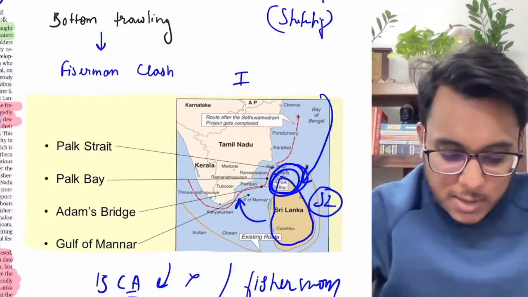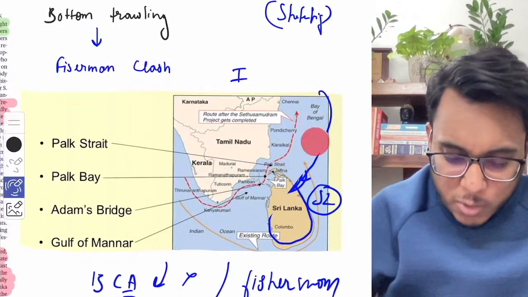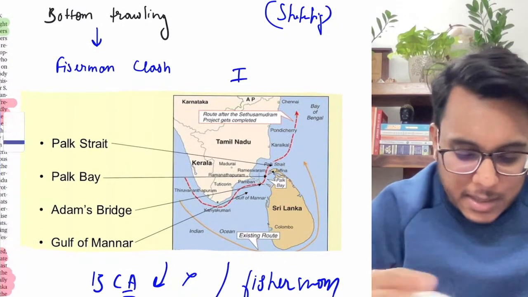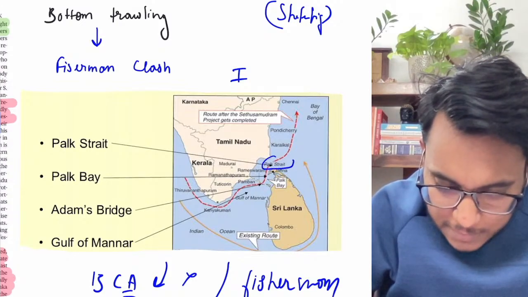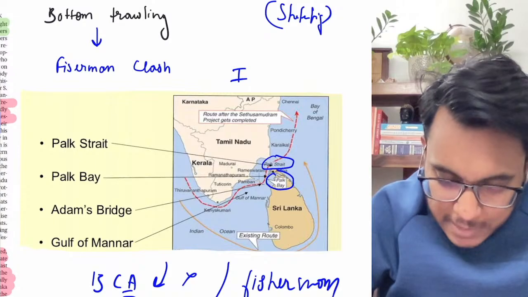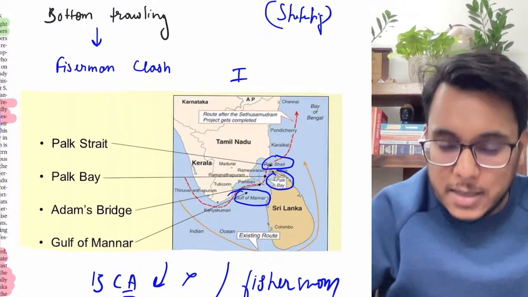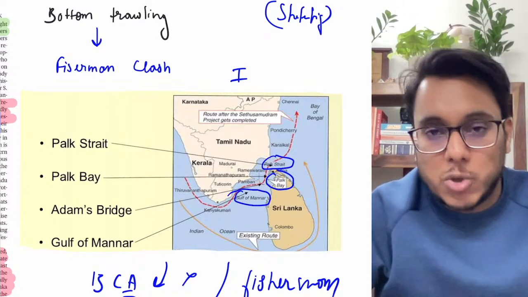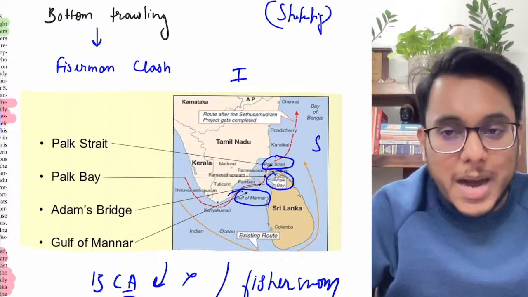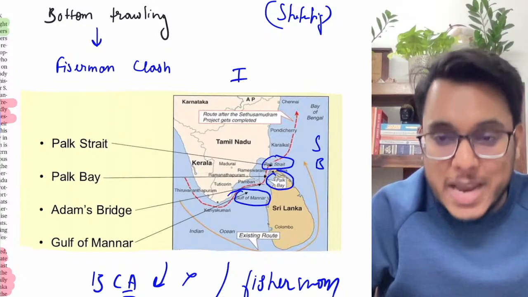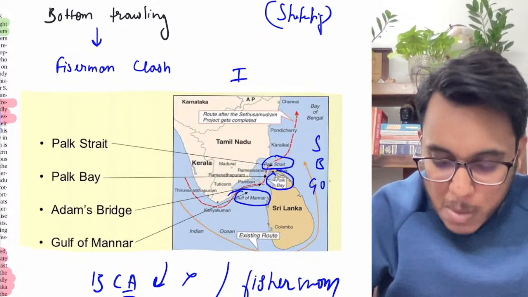Now what is the issue that is coming into this fishermen? See, here we can see that first of all we have Palk Strait, then we have Palk Bay, then we have the Gulf of Mannar. Clear? So with respect to the geography also, you can see the north to south location. First of all we have Palk Strait, then we have Palk Bay, and then we have the Gulf of Mannar.